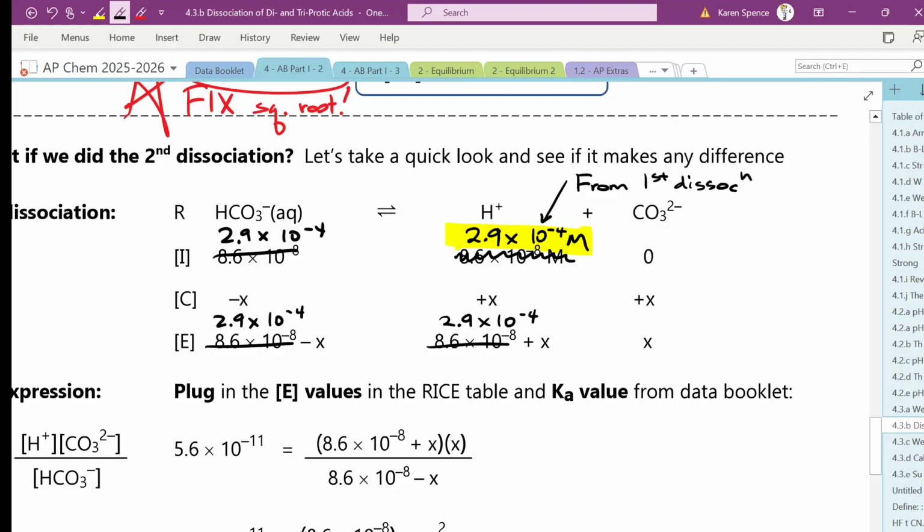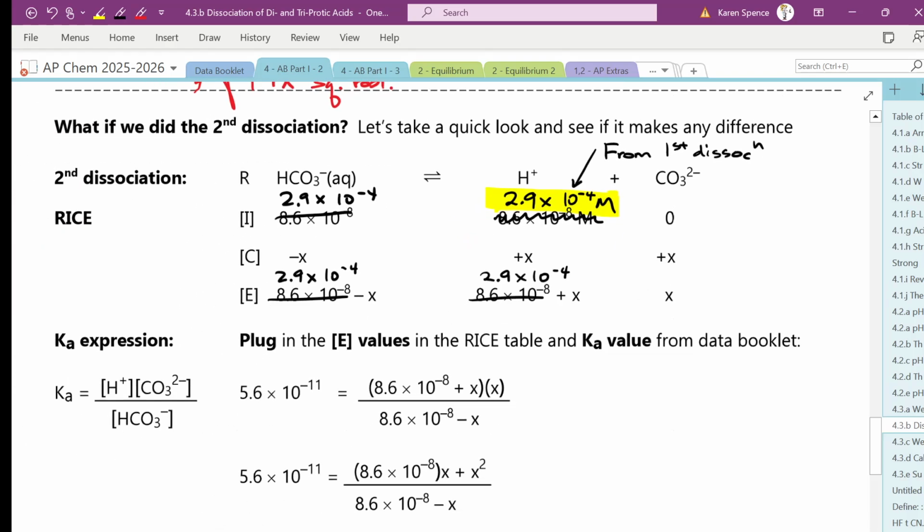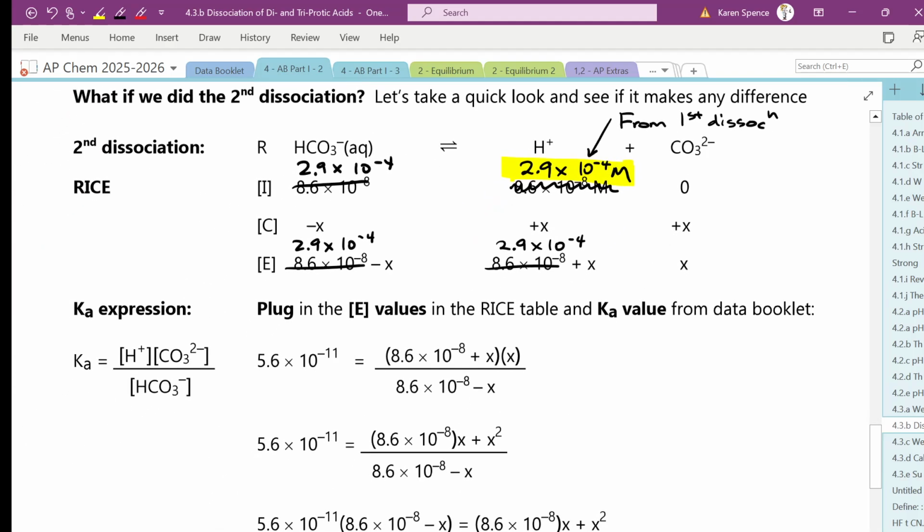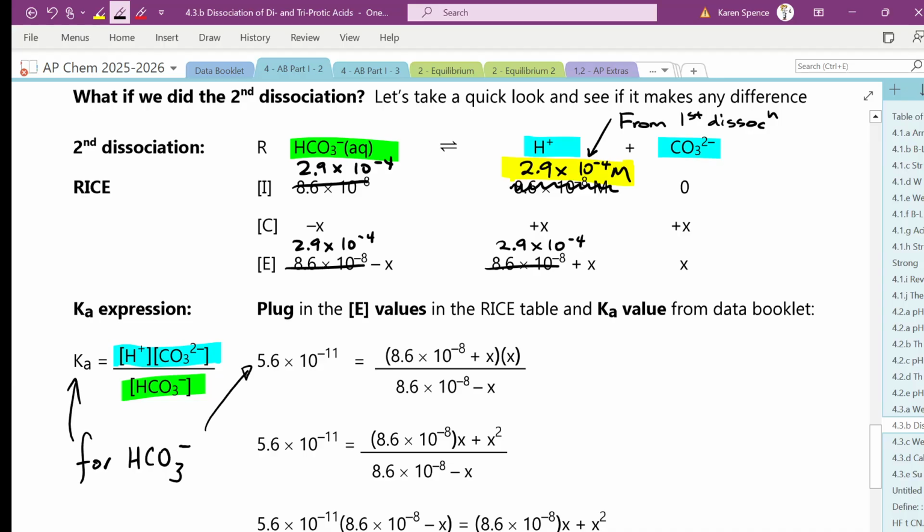So now we have a new X. Yes? All right. So now what we have is the Ka for this one. We've got our products, H plus and CO3 2 minus, over HCO3 minus. So now we need the Ka for HCO3 minus, not for H2CO3, and that is 5.6 times 10 to the negative 11.